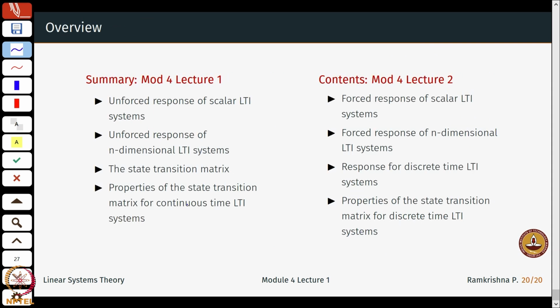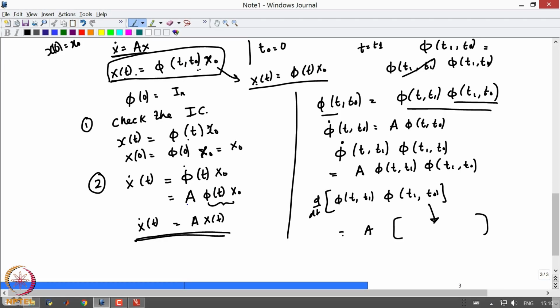Okay, so that concludes lecture 1, where we started off with scalar differential equations, unforced, and saw the unforced response, and generalized that to an n-dimensional state space system, and defined the concept of a state transition matrix and listed out a few properties which will be useful for us. Okay, one thing before I conclude is the following.